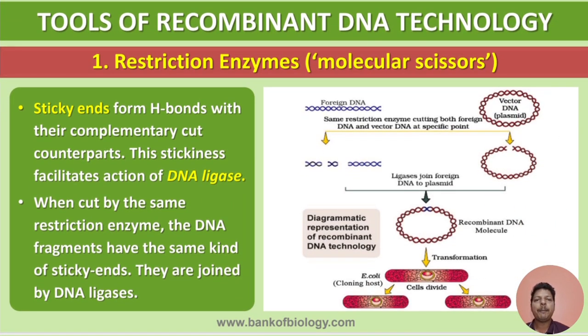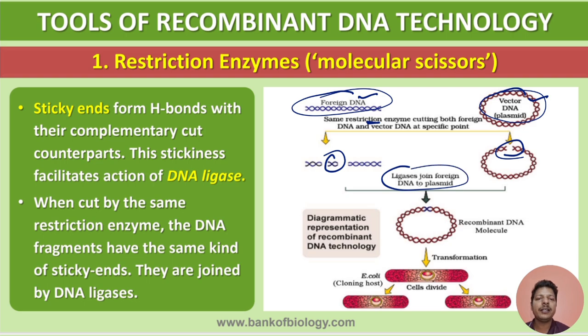The same points are there, but here another diagram is shown. Here you can see foreign DNA and vector DNA, that is, a plasmid. We cut both the DNAs using the same restriction enzyme. If it is different, then the size of the cut pieces will not be similar at this portion. Then ligase joins the foreign DNA to the plasmid, where first of all we cut both of them. Then I have to join this portion in this particular region.